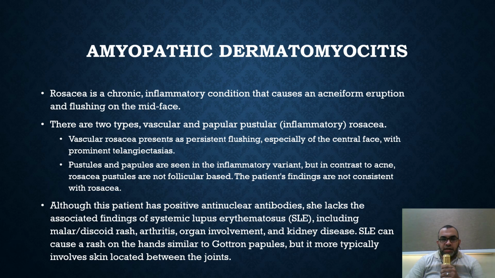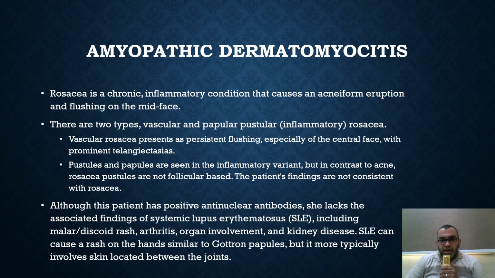Another differential diagnosis is rosacea, which is a chronic inflammatory condition that causes an acneiform eruption and flushing on the mid-face. There are two types, vascular and papulopustular or inflammatory rosacea. Vascular rosacea presents as persistent flushing, especially in the central face with prominent telangiectasia. Pustules and papules are seen in the inflammatory variant, but in contrast to acne, rosacea pustules are not follicular based. The patient's findings are not consistent with rosacea.